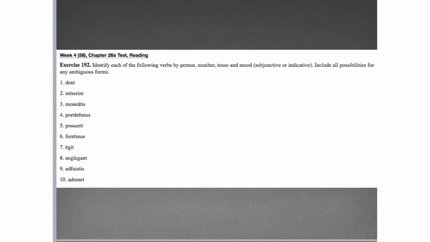So let's see this week's summatives. We're identifying all the verbs by person, number, tense, and mood. Mood is going to be subjunctive or indicative. Include all possibilities for any ambiguous form. Some of these you're going to have to look up. So for instance, dent comes from do, dare. That means that it is present, active, singular, subjunctive, and third plural.